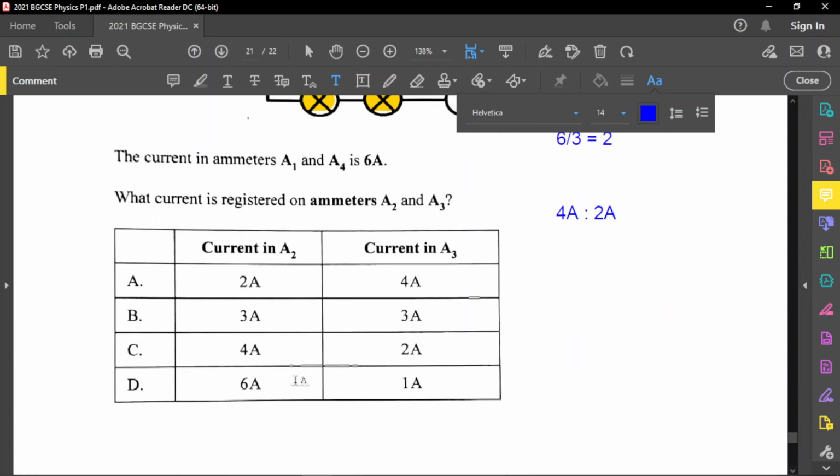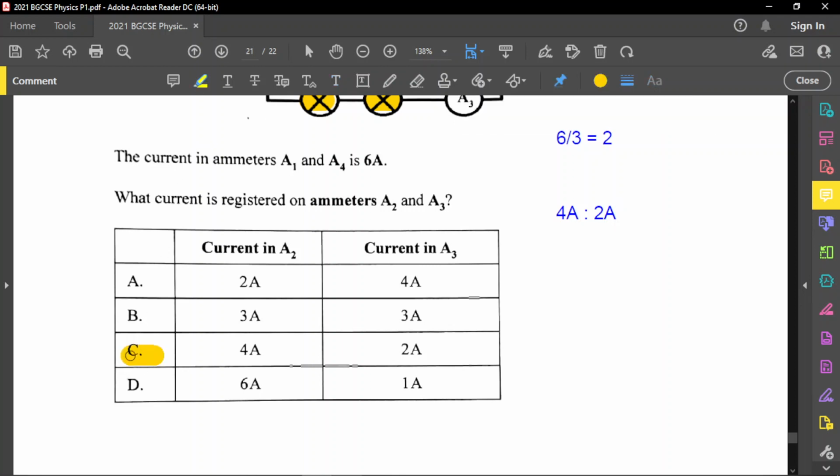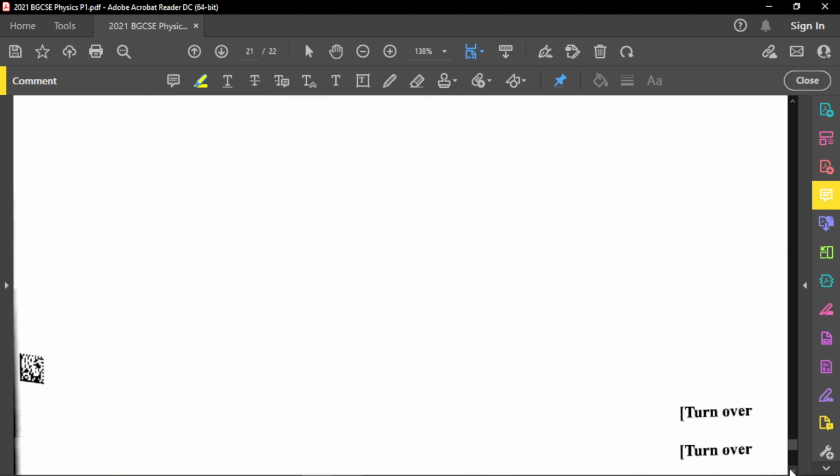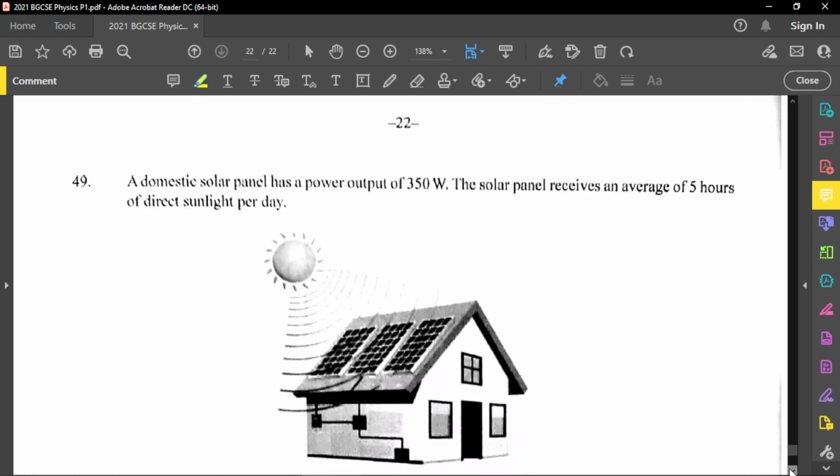So in the option right here, option C is the correct answer. It is a 4 to 2 current ampere. So again, this here will get the most current because there is only one, and these get the least amount of current because there are 2 of them sharing that same current there. All right. Next question, question number 49, and we're almost there.